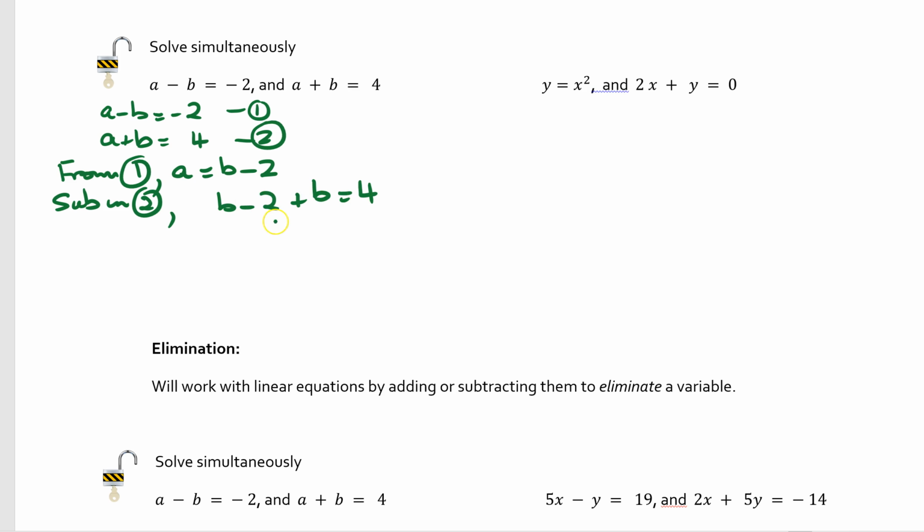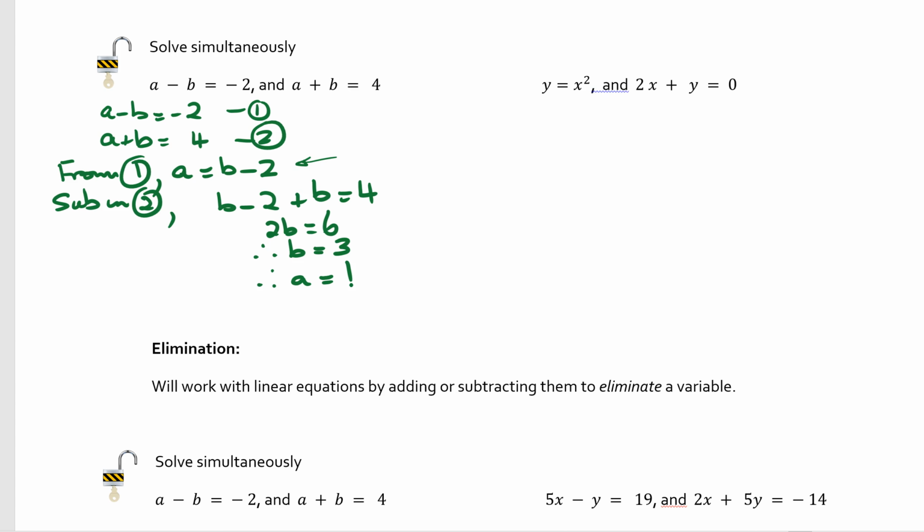So gather together the B's, I've got two B's there, take that 2 over to the other side, so 2B's equals 6, so B equals 3. Now I can take that B equals 3 and I can put it into this, or this, or this is probably the most effective, and find the value for A. So therefore A equals 3 minus 2, which is 1.